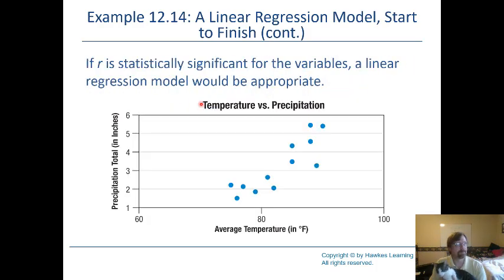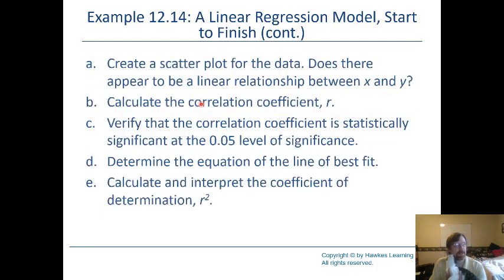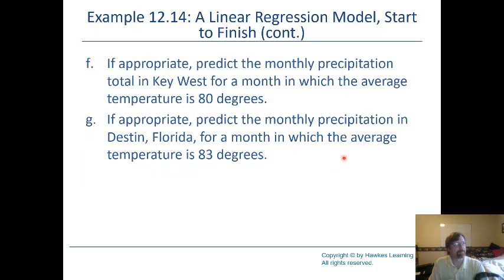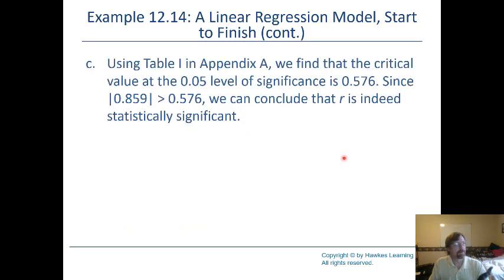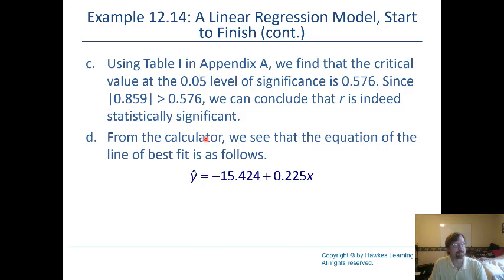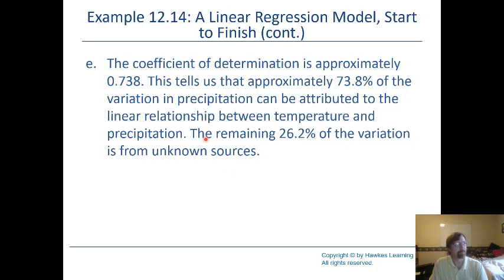Right, how many points did we have? Yes. 1, 2, 3, 4, 5, 6, we had 12 data points, 12 data pairs. There we go. There's our slope and intercept, right? So we can go ahead and use those. We've shown that the correlation is significant. There's our coefficient of determination. So approximately 73.8% of the variation can be attributed to the relationship between temperature and precipitation.